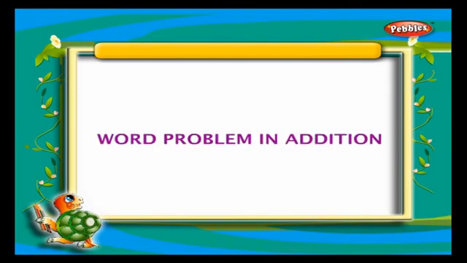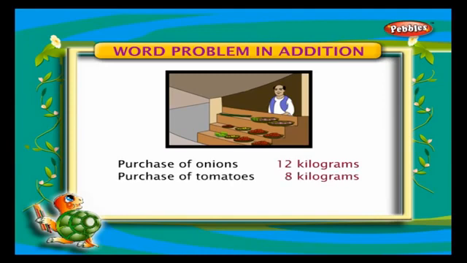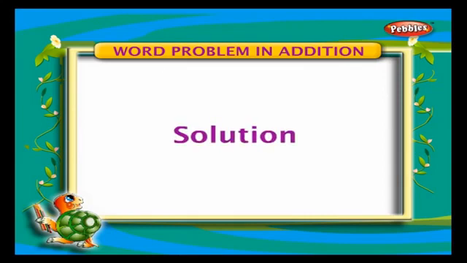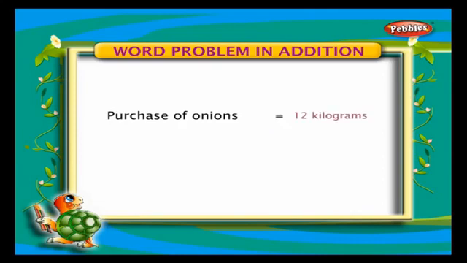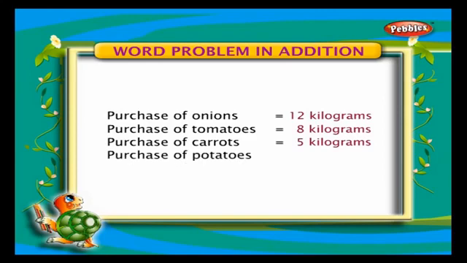Word problem in addition. Example 1. A greengrocer bought 12 kilograms of onions, 8 kilograms of tomatoes, 5 kilograms of carrots, and 7 kilograms of potatoes. What is the total weight of vegetables that he has purchased? Solution. Purchase of onions 12 kilograms. Purchase of tomatoes 8 kilograms. Purchase of carrots 5 kilograms. Purchase of potatoes 7 kilograms.